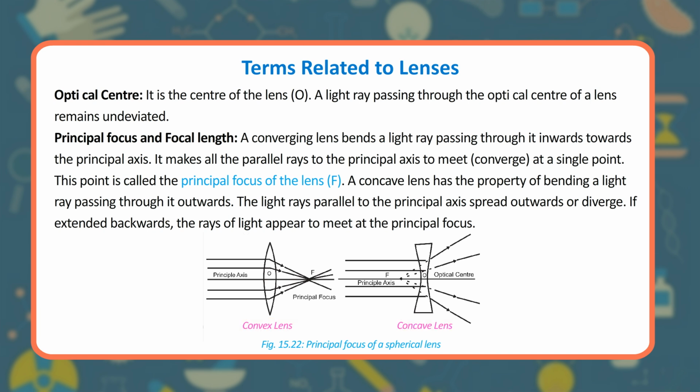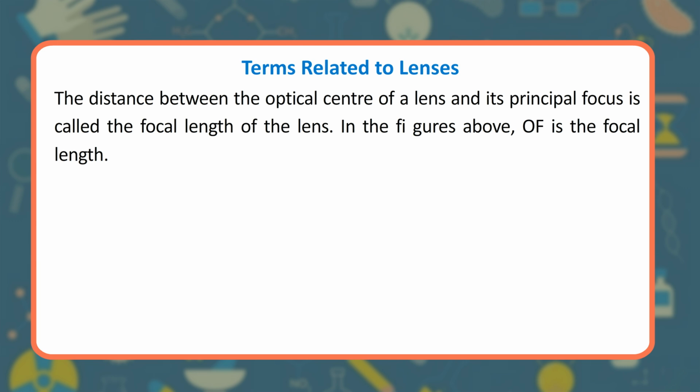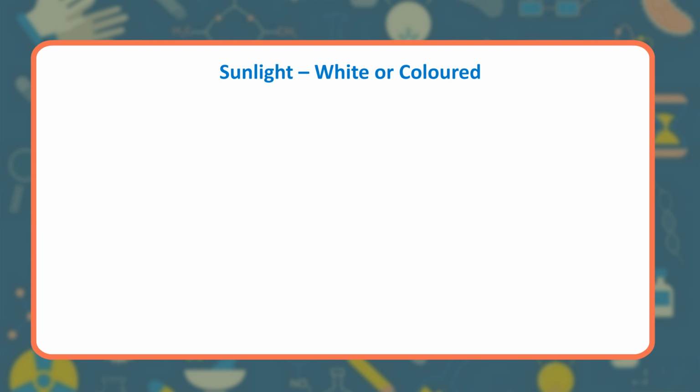Convex lens. Concave lens. The distance between the optical center of a lens and its principal focus is called the focal length of the lens. In the figures above, OF is the focal length.